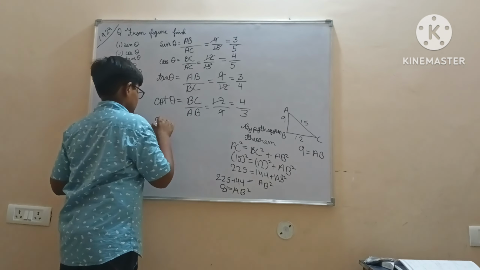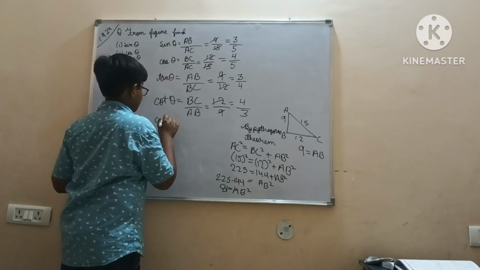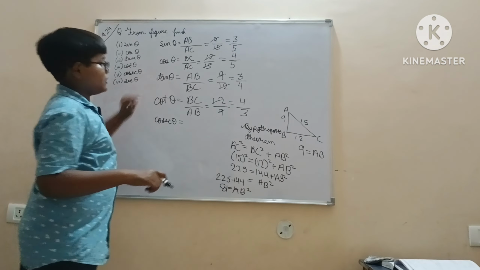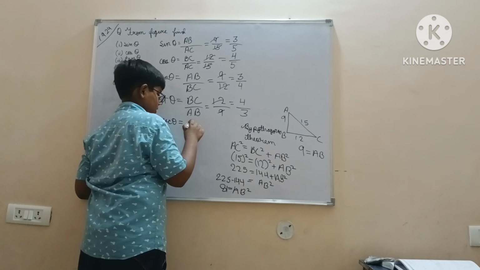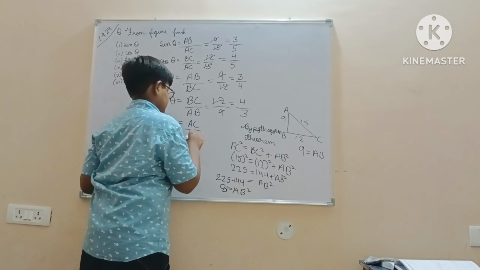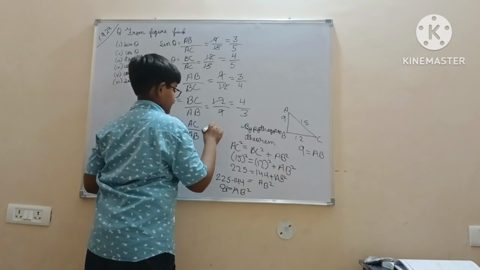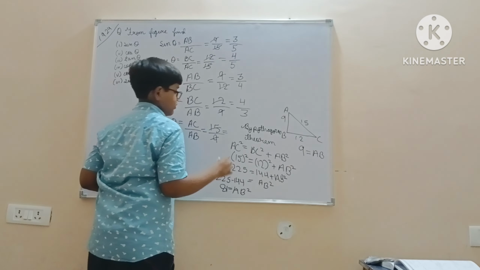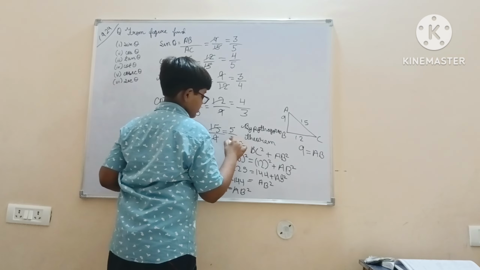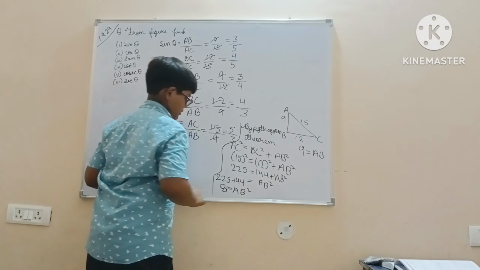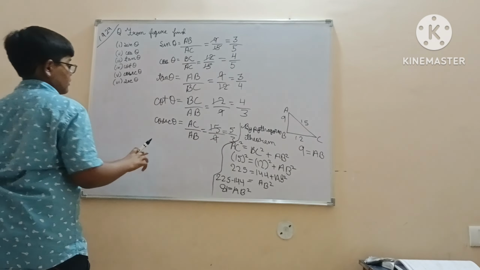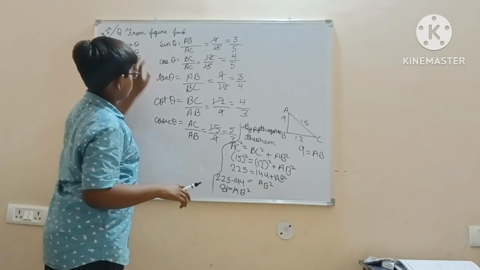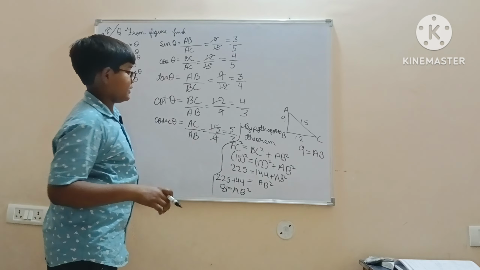Now our fifth is cosec theta. Cosec theta is just the reciprocal of sine theta, which is hypotenuse divided by height. So the hypotenuse of our triangle is AC and height is AB. So AC's value is 15 and height's value is 9. These both will get cancelled and we will get our answer as 5 by 3. Now we have got the value of sine theta as 3 by 5 and cosec theta as 5 by 3.